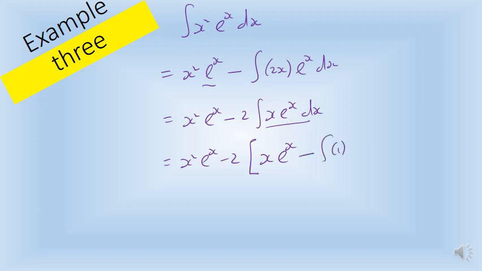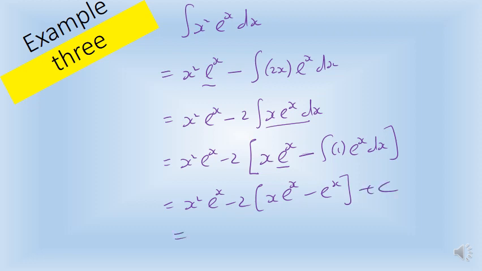Differentiate x, you're going to get 1. Keep this guy constant, you're going to get e to the x dx. With me, this becomes x squared e to the x minus 2 into x e to the x. What is the integral of e to the x? The integral of e to the x is e to the x, and throw in a constant. And then finally we have x squared e to the x minus 2x e to the x plus 2 e to the x plus a constant.